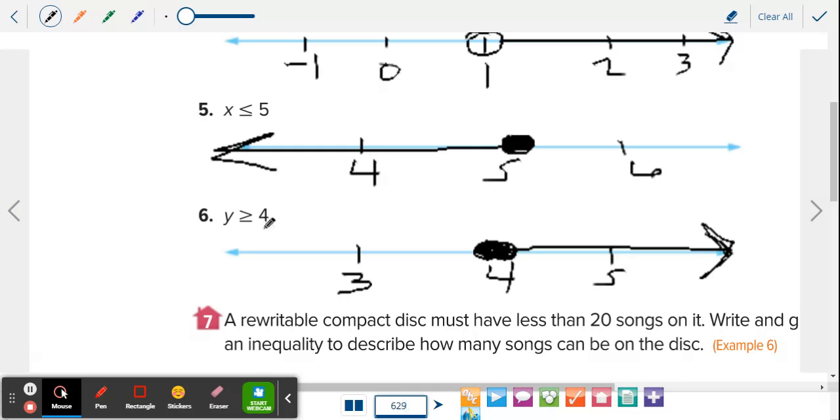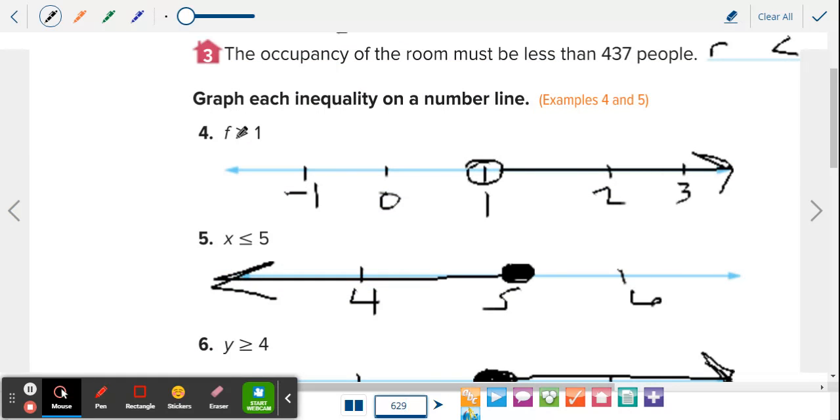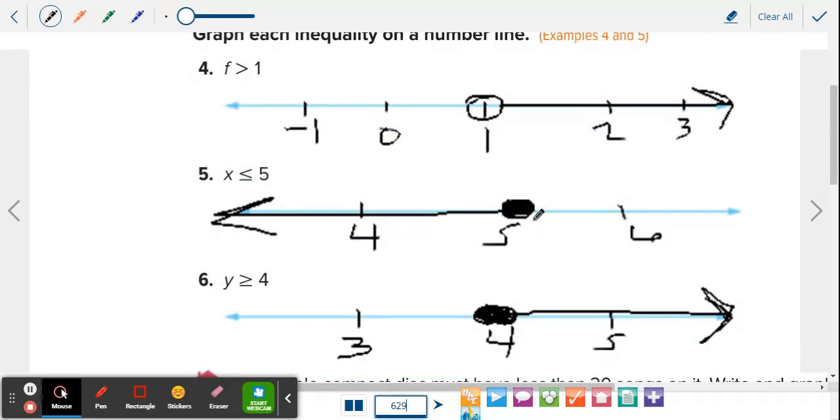So if it has greater than or equal to, it's a dot. If it's just regular old greater than or less than, it's just a circle. That's the one thing you have to remember. Because the circle means it's open because it doesn't equal 1. In this case, it can equal 5. That's why they put a dot.